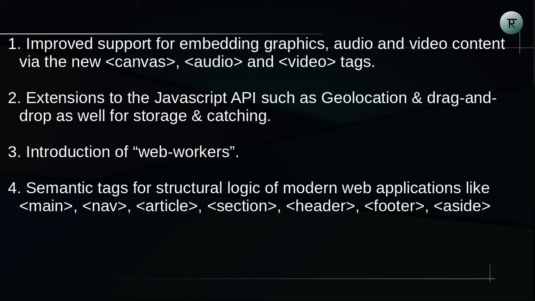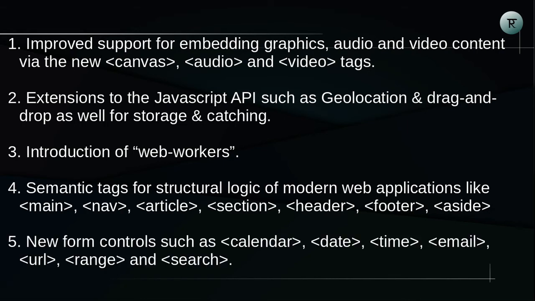Semantic tags for structural logic of modern web applications like main, nav, article, section, header, footer, aside. In the previous version, we were working with only divs and spans. We did not have such tags. Instead of header, we used to write div id equals header, div id equals footer. Now we have header and footer. We don't have to write extra attributes in it. New form controls such as calendar, date, time, email, URL, range and search. It is very helpful nowadays since we frequently work with these tags.